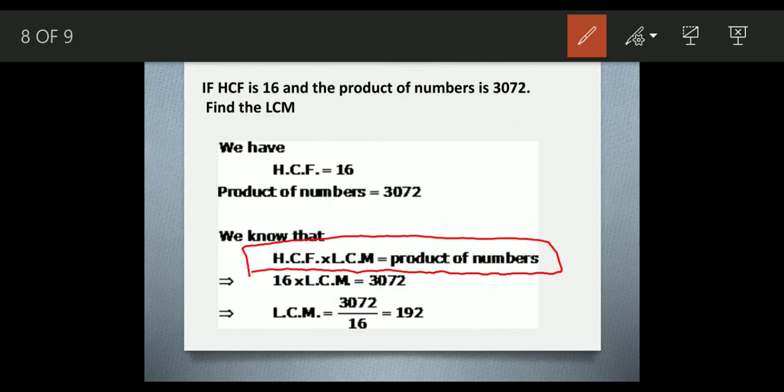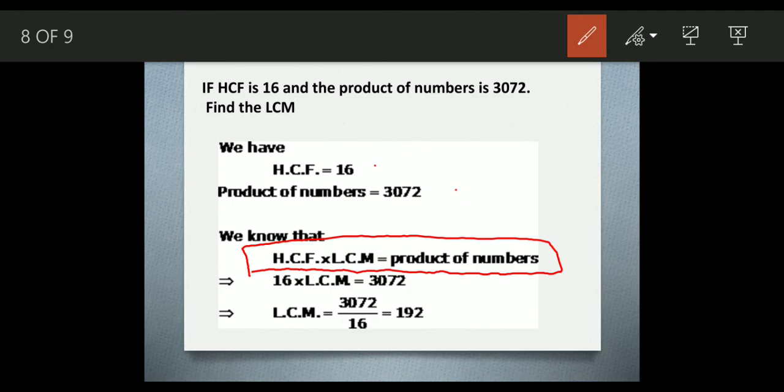What is the formula which connects all these three? The product of HCF into LCM is equal to the product of numbers. For example, I have a sum. If HCF is 16 and the product of two numbers is 3072, find the LCM. I have the HCF and the numbers, but I don't have the LCM. So how should I solve? Just write the solution. First write what is given. HCF is 16, and the product is 3072.